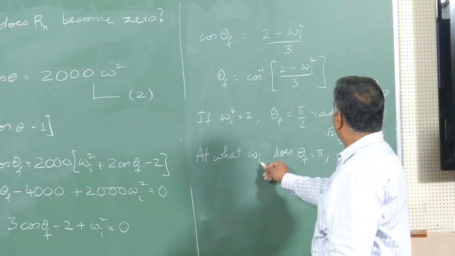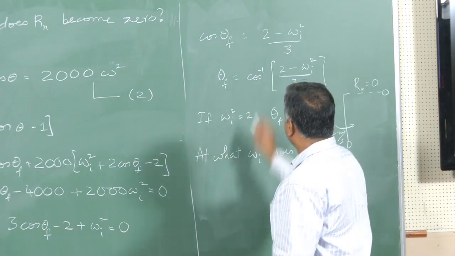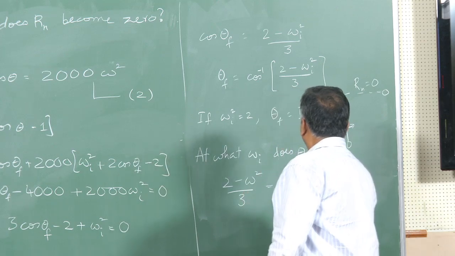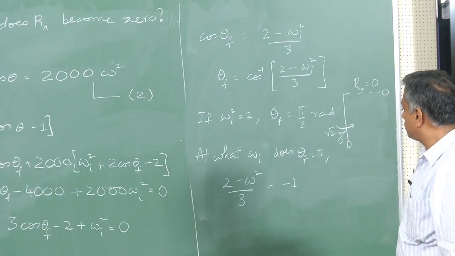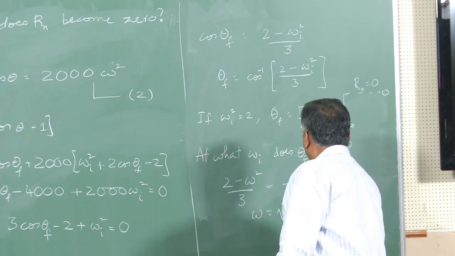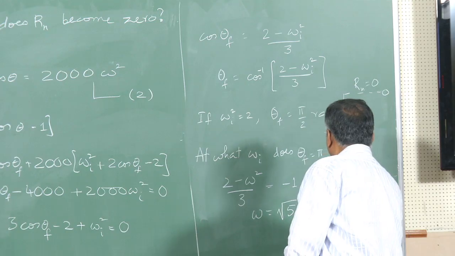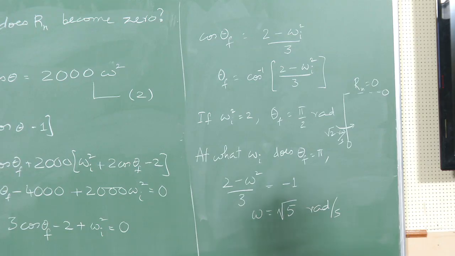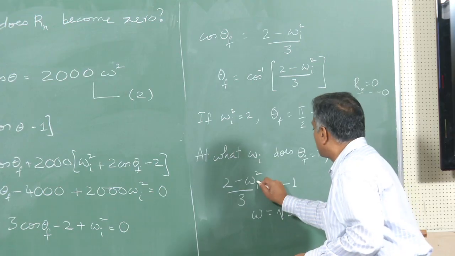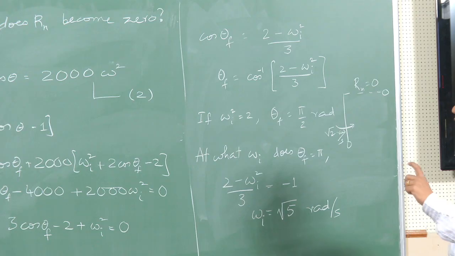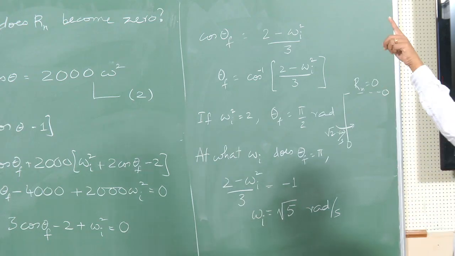So if I want to find this, theta f is pi, that means 2 minus omega squared over 3 has to equal minus 1, which means omega is square root of 5 radians per second. So I have to give this initial angular velocity to be square root of 5 radians per second for the bar to remain under tension throughout all the way to pi.